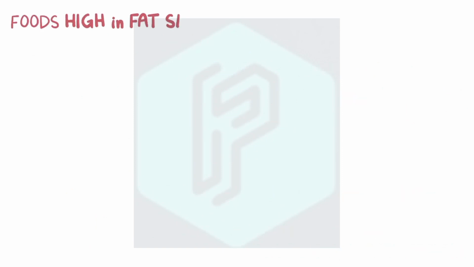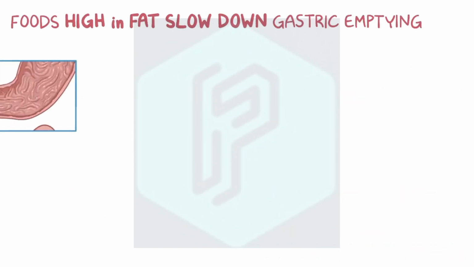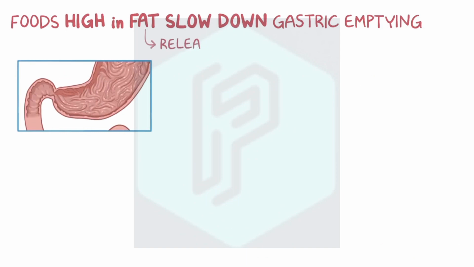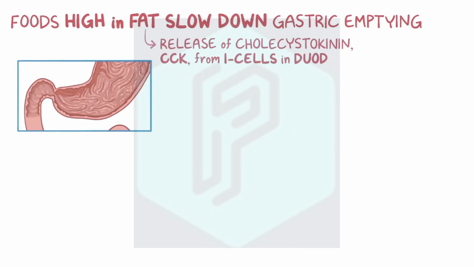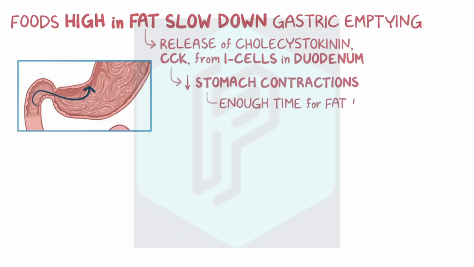Foods high in fat also slow down gastric emptying, and that's because fat stimulates release of the hormone cholecystokinin, or CCK, from I cells of the mucosa of the duodenum. CCK binds to its receptors on the stomach to slow down the rate of gastric emptying by decreasing stomach contractions so that there's enough time for fat to be digested and absorbed in the small intestine.